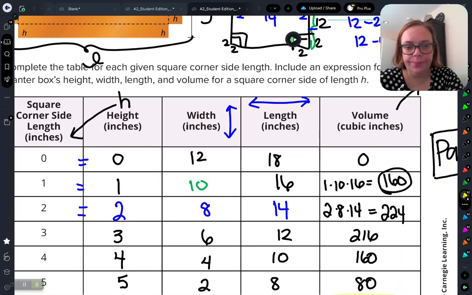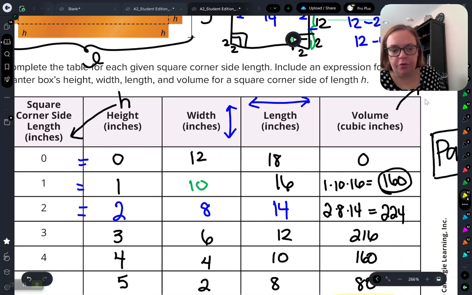Okay, I'm only showing you rows 3, 4, and 5 right now. We'll talk about 6 and 7 in a sec. But go ahead and check your answers for 3, 4, and 5.